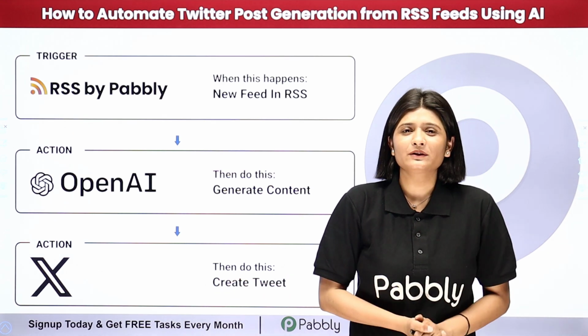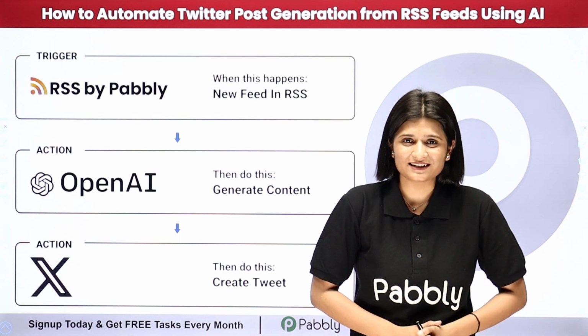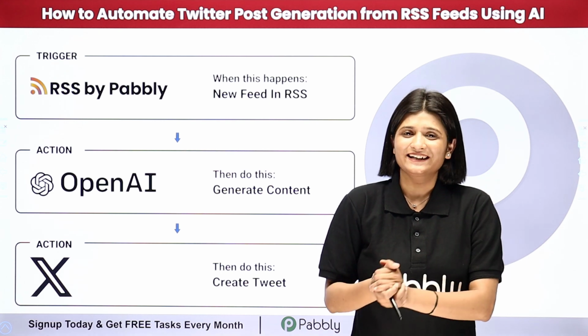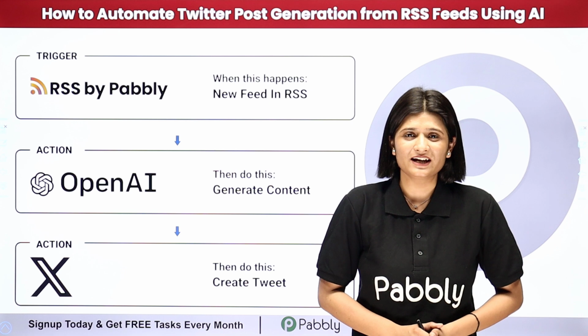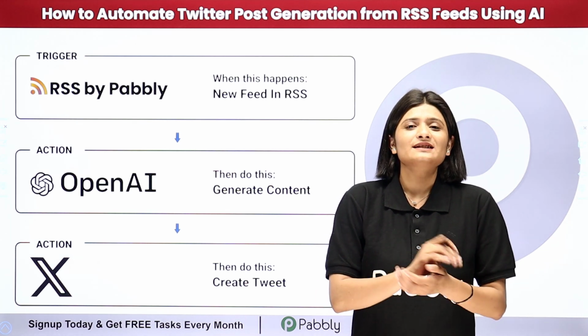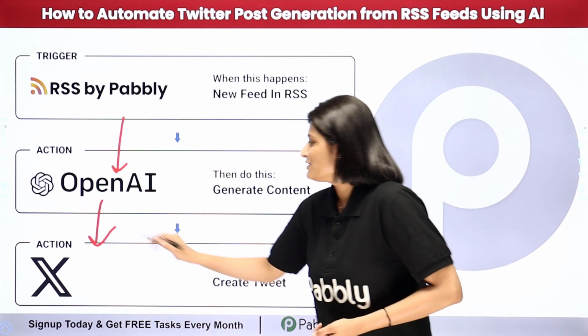But doing this manually is a very time consuming task, so I am completely going to automate this process, and to do this automation I am going to use Pabbly Connect. Pabbly Connect is an amazing automation and integration software which requires no coding or programming skills. Here I just need to build a connection between RSS by Pabbly, OpenAI and Twitter.